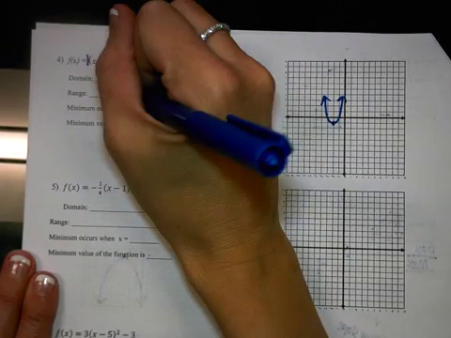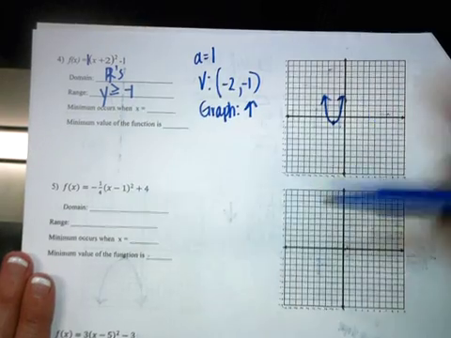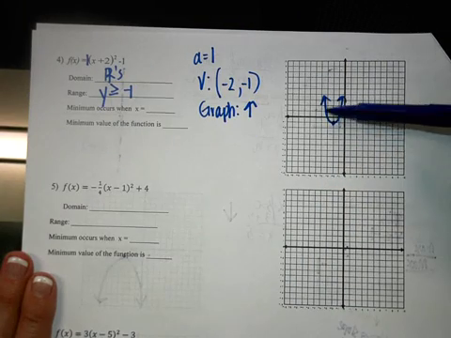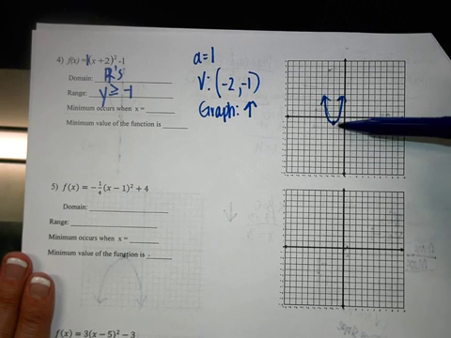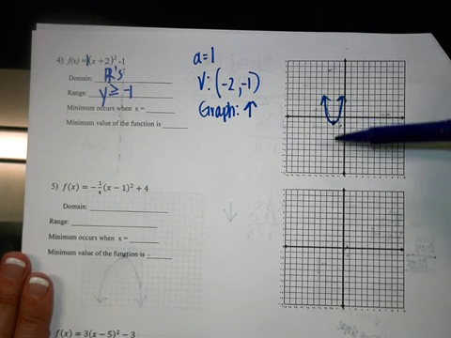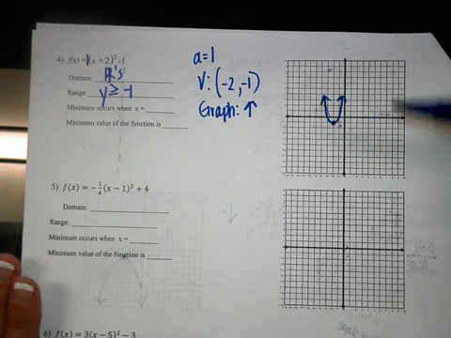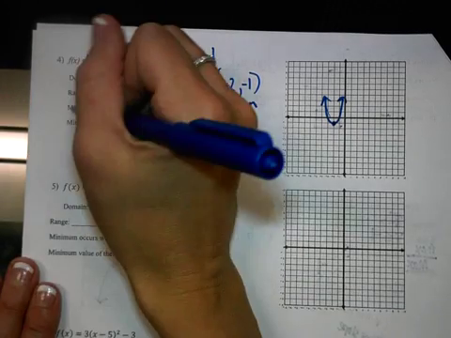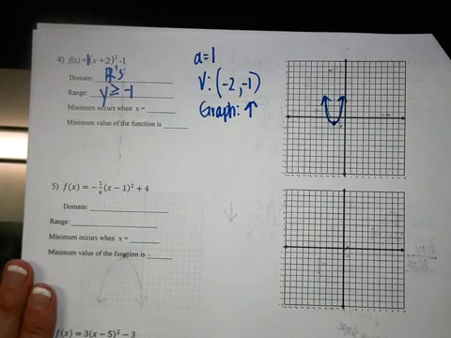Good. Y is greater than or equal to -1. We know it's greater than or equal to because at this value, everything is going up. So it's starting at y equals -1, and then it's bigger. Everything else is greater than or equal to -1. Does this have a minimum or a maximum value? It does have a minimum.